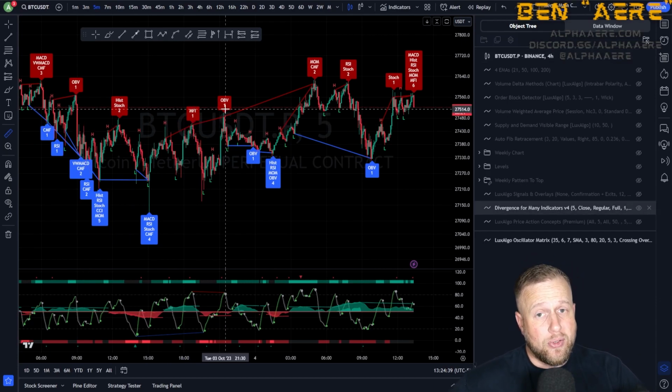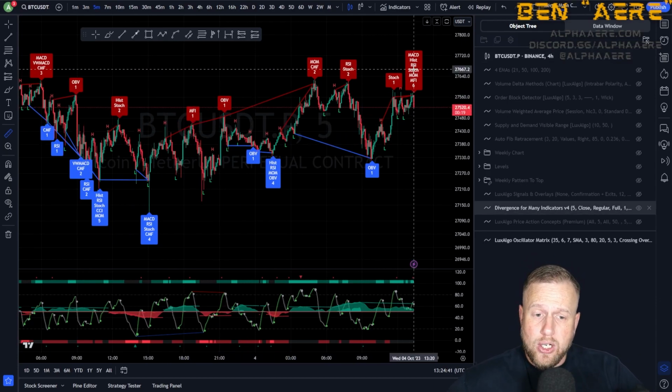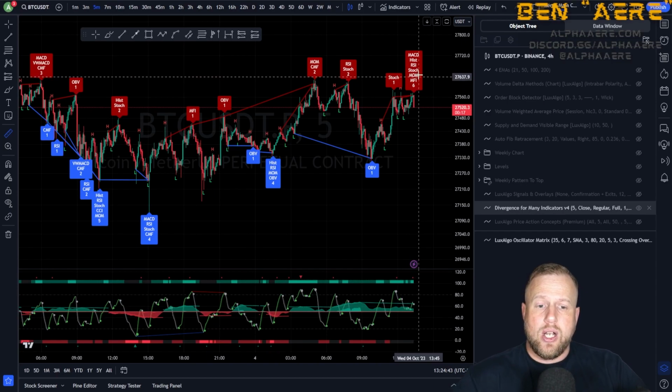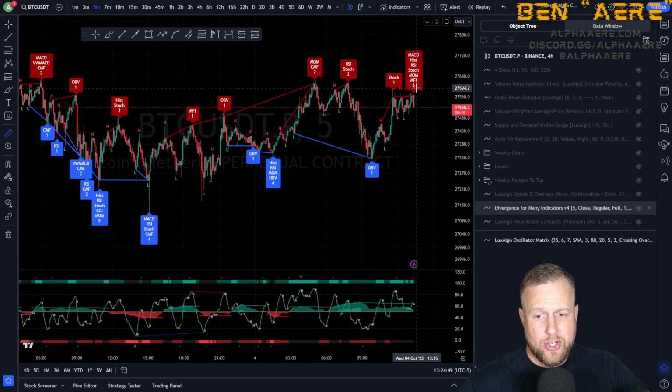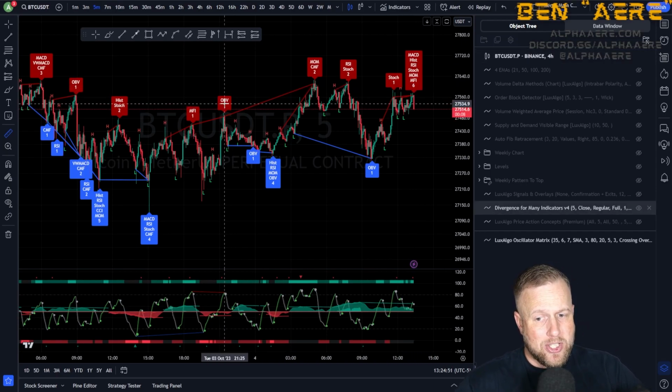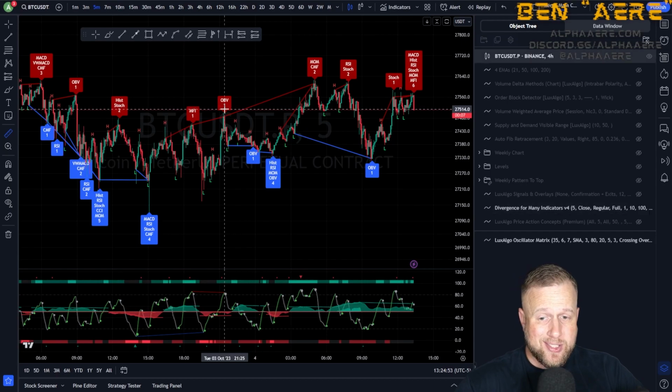This is a powerful indicator. The more that you have, the stronger, right? So you can see 6 indicators are throwing a bearish divergence. That is a strong bearish divergence, but it doesn't mean that just one bearish divergence on a single indicator isn't going to play out.